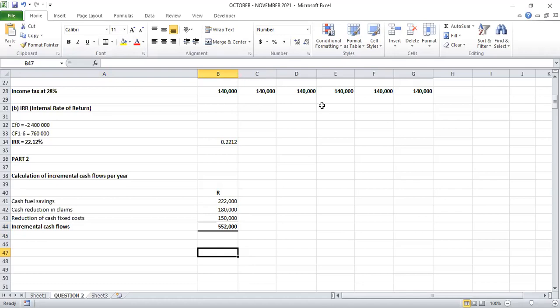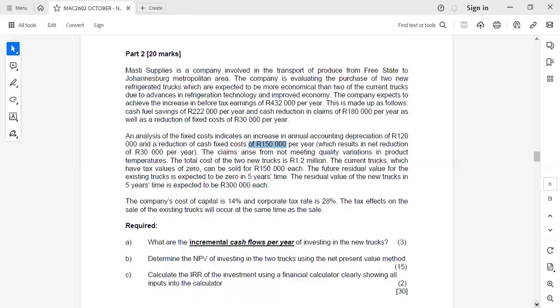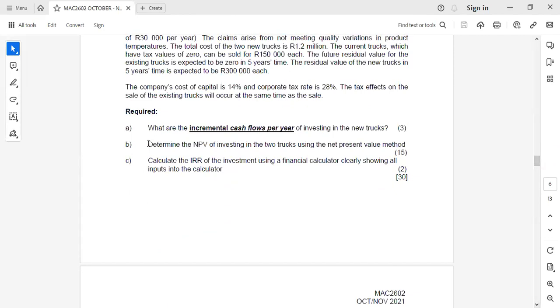Any questions? Okay, if we don't have any questions, then I'll move on to the next one. The next one says, determine the NPV of the investment in the two trucks using the net present value method. So let's say number B.